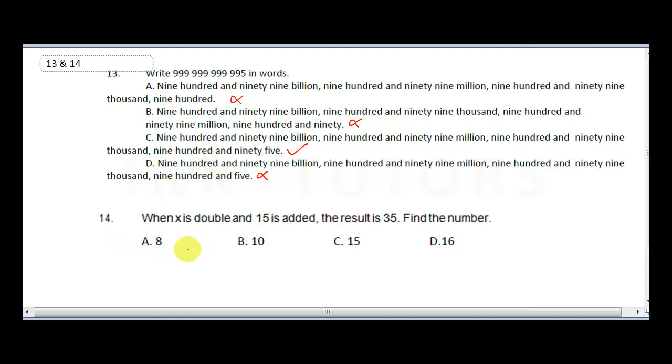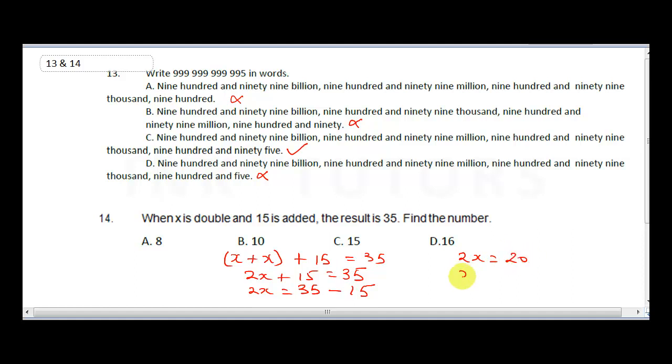Now, question 14 says, when x is doubled and 15 is added, the result is 35. Find the number. Now, when x is doubled, it makes what? x plus x. And 15 is added, plus 15, the result is 35. So, x plus x, 2x plus 15 is equal to 35. Now, collect like terms. 2x will be equal to 35, plus 15 coming over will become minus 15. So 2x will be 35 minus 15, that's 20. Therefore, our x will be 20 divided by 2, which will give us 10.